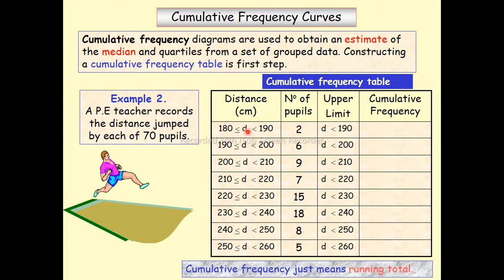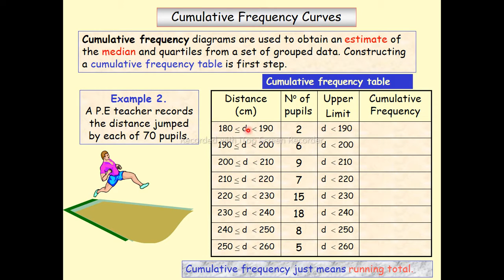And so does anyone understand what this is trying to say? What does this class mean? Anyone who passed between 180 and 190, what did they do? Jump. Yeah, the distance they jumped between 180 and 190.